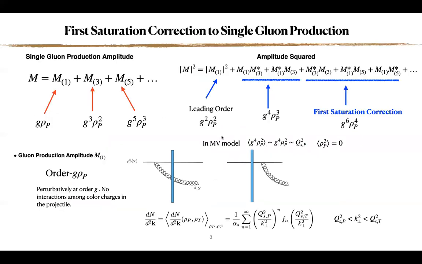Going back to our formula, when we square the amplitude, we get the first saturation correction here. It contains two different contributions. One is the third order amplitude squared, another is the crossing term between the first order and the fifth order amplitude.